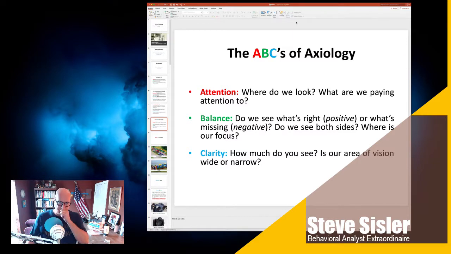And then number 3, the C, clarity. How much do you see? Is our area of vision wide or narrow? So I want you to think about, I wish I had something I could use here. Well, here's a good illustration.